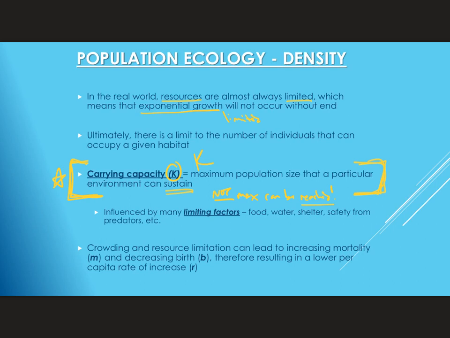Now, what we look at then is that birth will be high until we reach or exceed carrying capacity, at which point mortality or death will increase because of these limiting factors, right? Food, water, shelter, safety, mates, etc. And all of this will affect this R value that we had in our formula a few minutes ago.